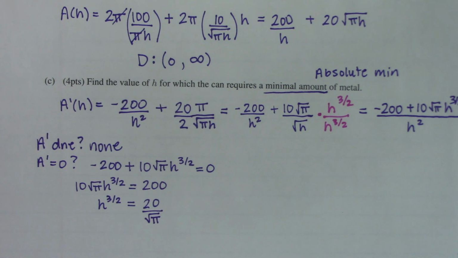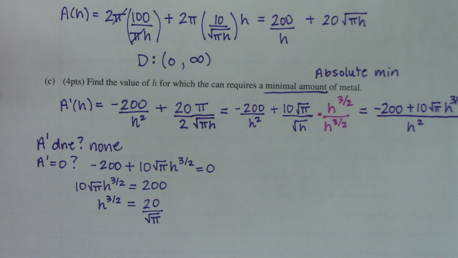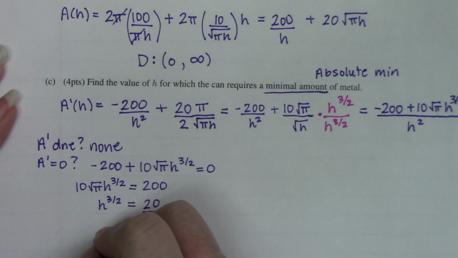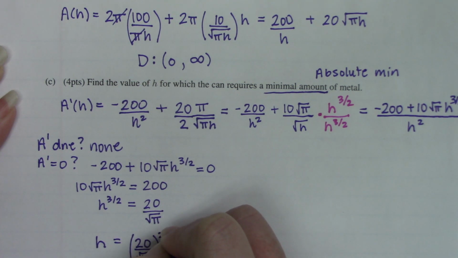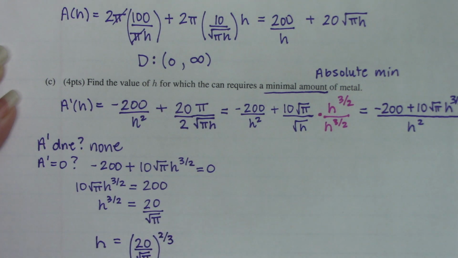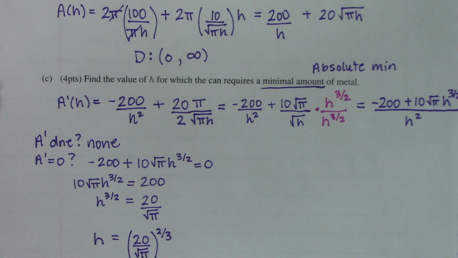Now, in order to get h by itself, I need to raise each side to the 2/3, right? Because 3/2 times 2/3 would give us 1. So h raised to the 2/3 gives us h. 20 over square root of pi raised to the 2/3 gives us 20 to the 2/3 over pi.